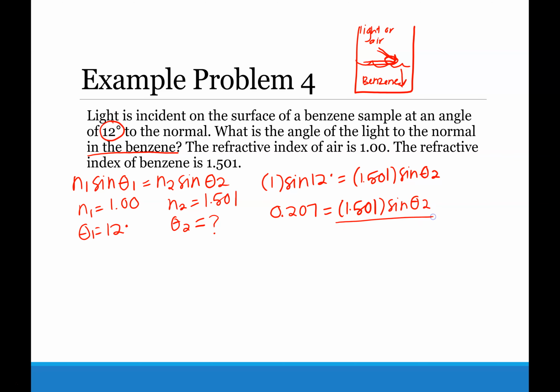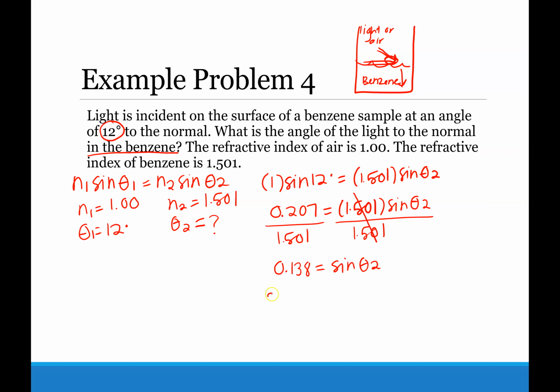And so we're going to get rid of this 1.501 and it's going to cancel. So divided by 1.501 equals 0.138, which equals sine of the angle 2.